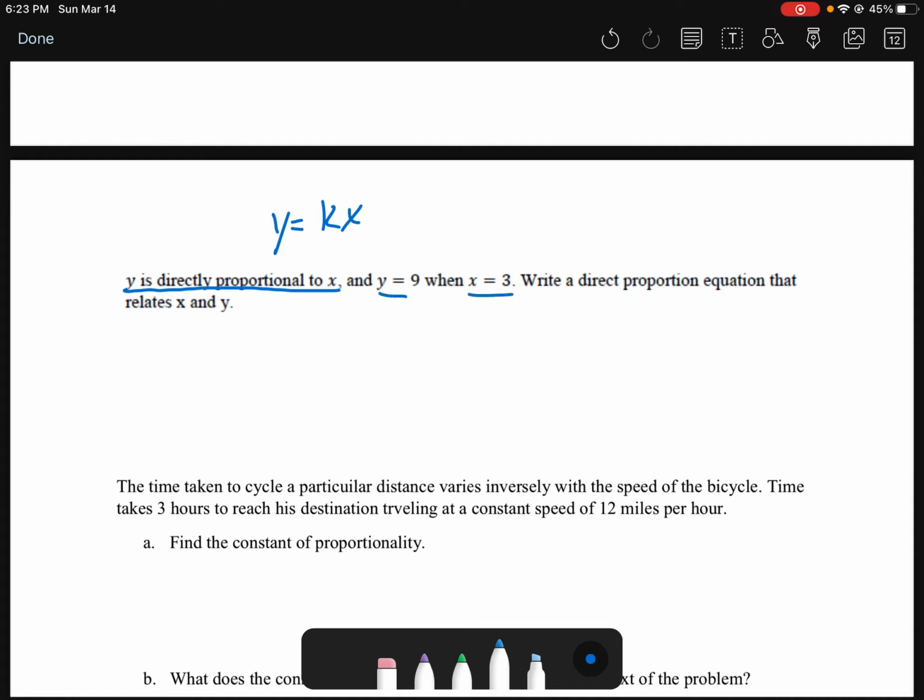Now I'm going to use these values that they gave me to find out what k is equal to. So I'll take my y value 9, divided by my x value 3, to get what k is equal to. Now that I know k, I can go ahead and just substitute that value in for k. Y equals 3x.